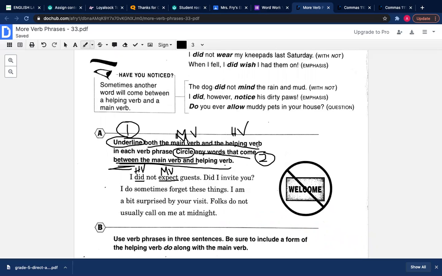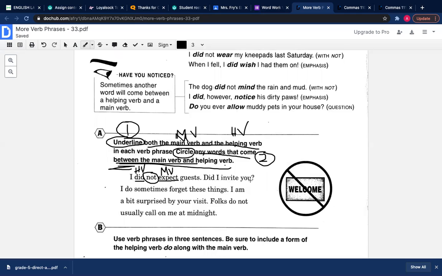Underline both the main verb and the helping verb. I've got the main verb and I've got the helping verb. Now step 2, circle any words that come between the main verb and the helping verb. Not is the word that comes between the main verb and the helping verb. Okay, let's do the next one.